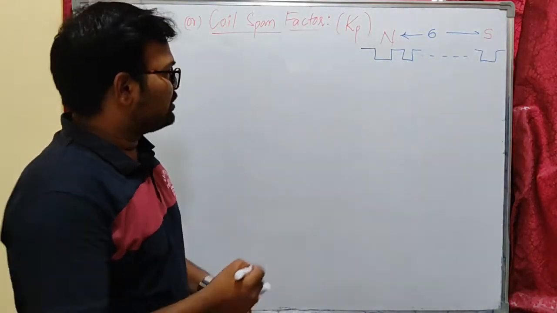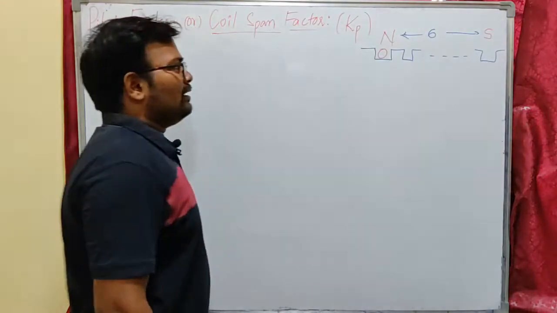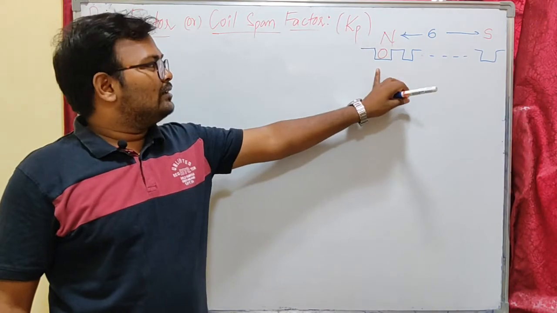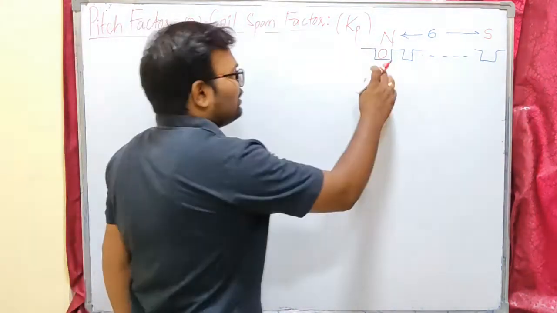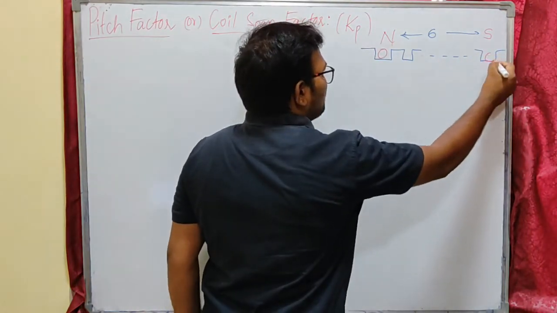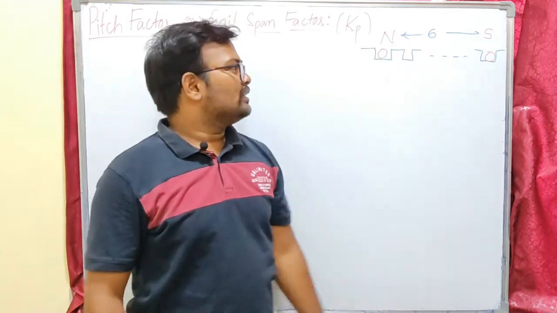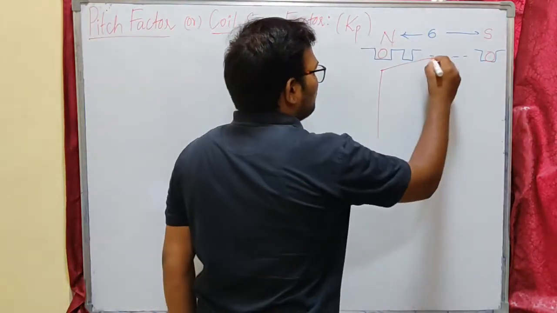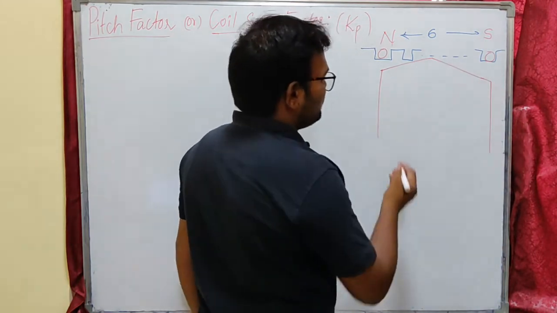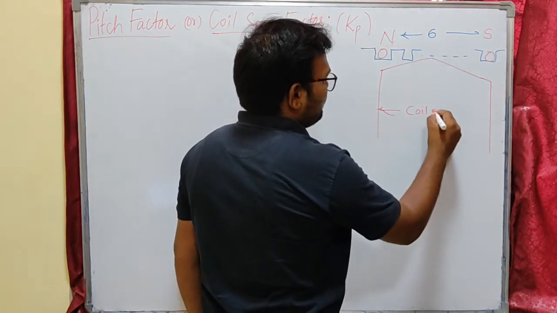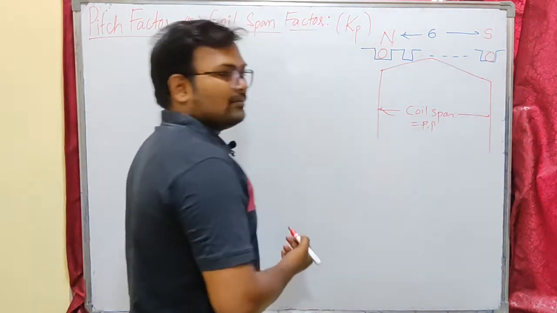So what is full pitch winding? The full pitch winding is nothing but if I keep one coil side of the coil under one pole, I have to keep the other coil side of this coil away from this one at a distance of pole pitch. That means the distance between two coil sides should be equal to pole pitch, that is nothing but full pitch winding. So this is full pitch coil. Now the coil span is equal to full pitch. Okay, this is full pitch winding.